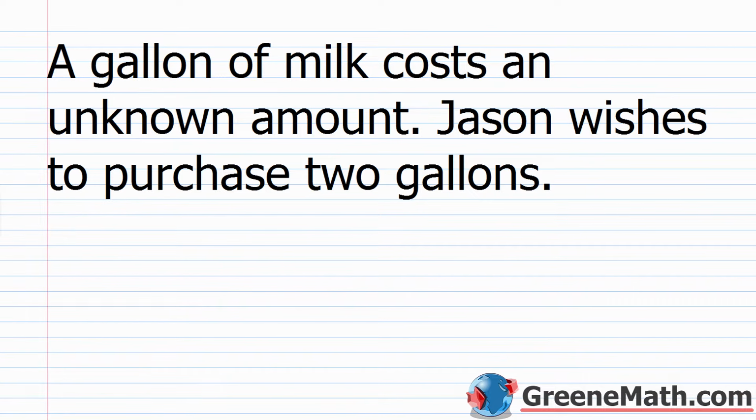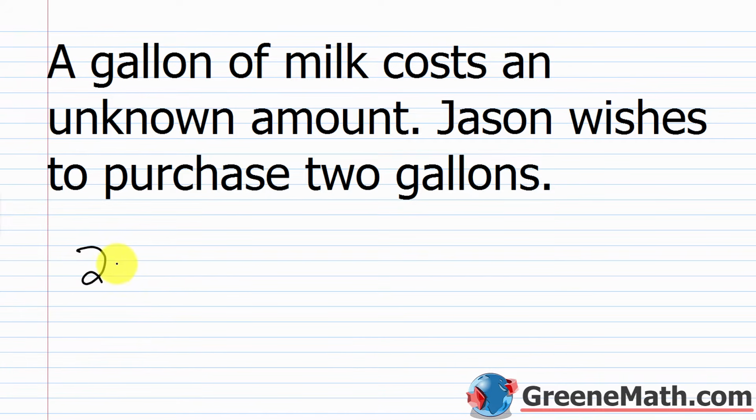Let's take a look at another one in case you're a little confused. So a gallon of milk costs an unknown amount. Jason wishes to purchase 2 gallons. Well, again, we can use a variable to model this situation. So I know that he's going to buy 2 gallons. So that's 2. And it costs an unknown amount. So I can use a variable. Let's use y in this scenario to represent that. So I need to multiply the cost per gallon times the number of gallons. The number of gallons is 2. The cost per gallon is unknown, so I would have 2 times y, which we're going to write as just 2y.